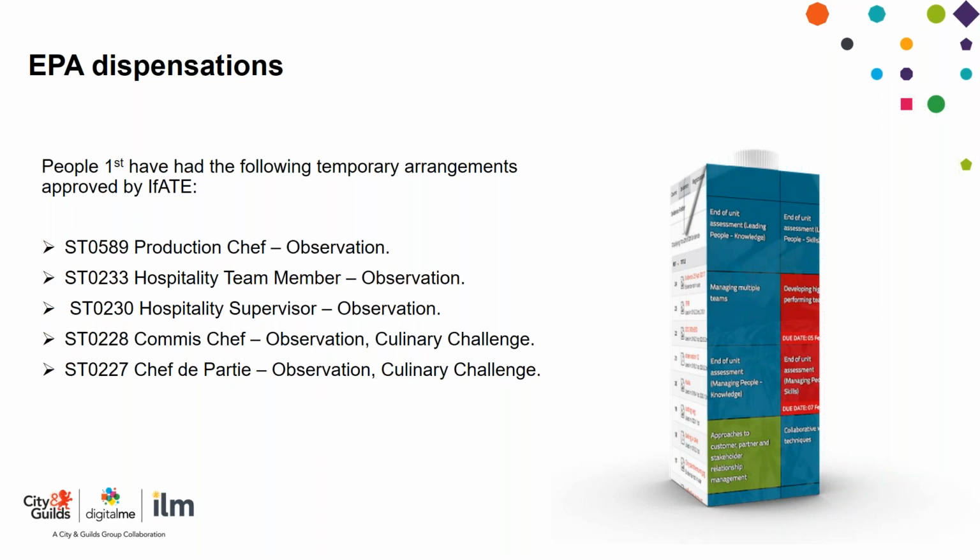The two standards which have an additional dispensation are Commis Chef and Chef de Partie. Here the additional dispensation is for the Culinary Challenge. Again, our process will be similar. We will ask you, the training provider, for some evidence which our independent endpoint assessor will assess. A question and answer session with the apprentice will be undertaken, and the independent endpoint assessor will make their grading judgment. Both of these activities are standalone events, though if required, they could take place on the same day.